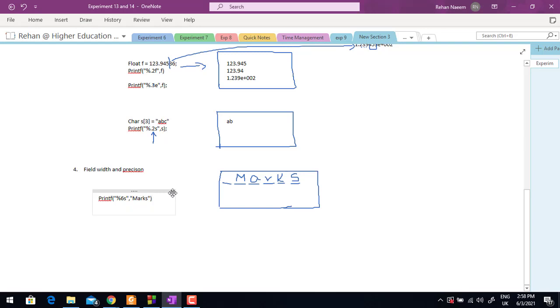Okay, if I write printf percentage 6d, and I want to display the integer 25. So what will happen again?